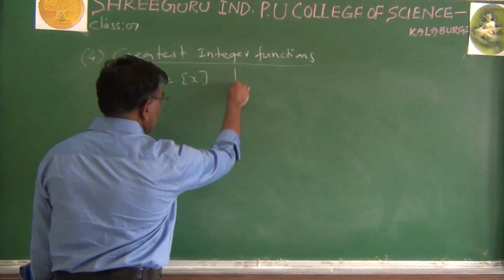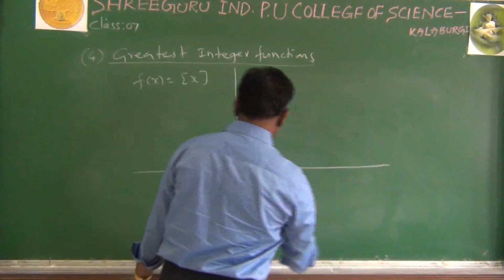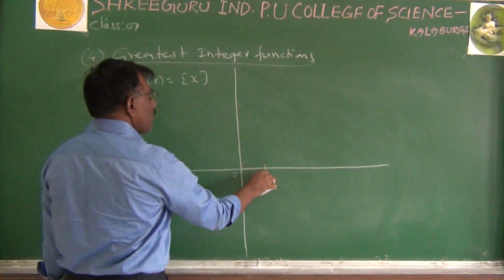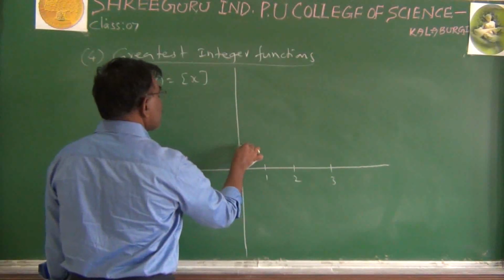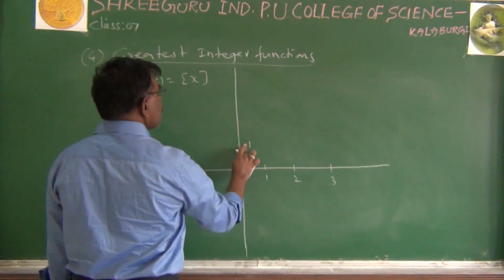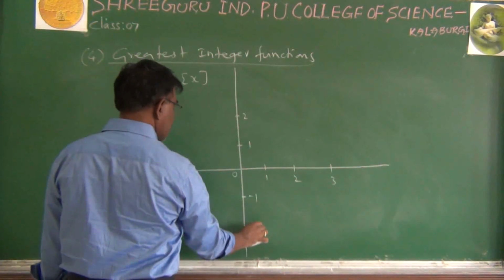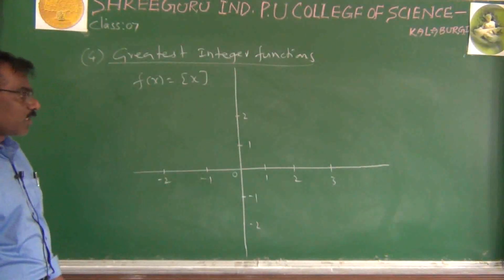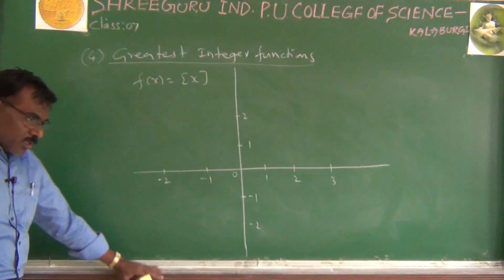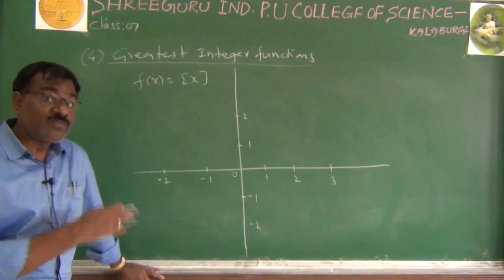Even if you want to draw the greatest integer function, mark 0, 1, 2, 3, minus 1, minus 2. What is the greatest integer? This is called step function.